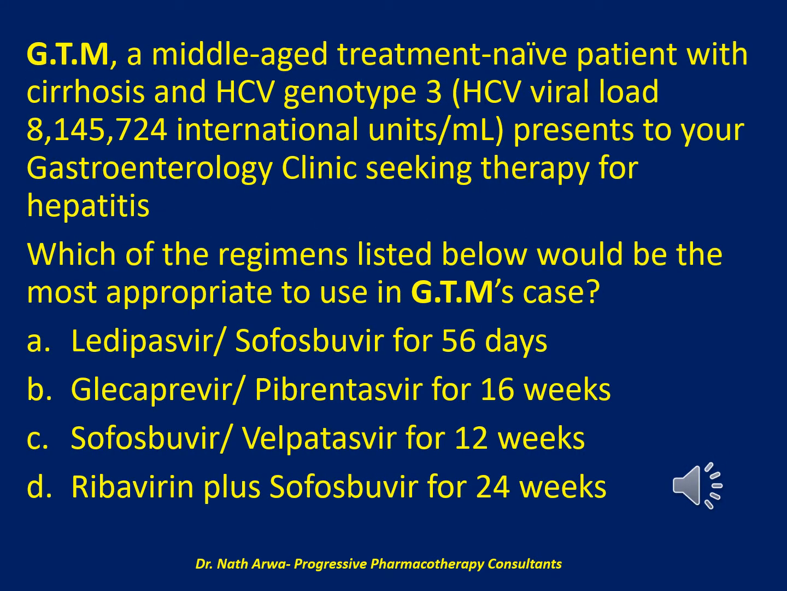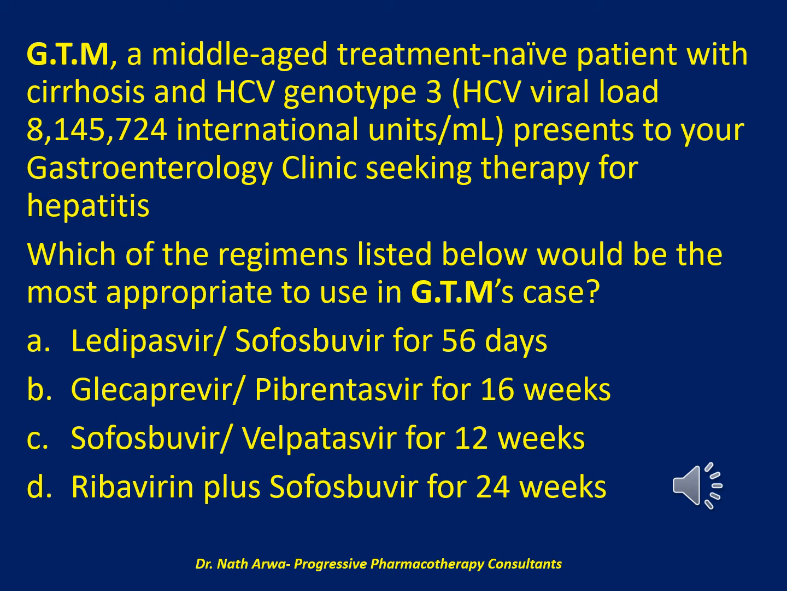And the next question reads, GTM, a middle-aged treatment-naive patient with cirrhosis and HCV genotype 3, with an HCV viral load of 8,145,724 international units per milliliter, presents to your gastroenterology clinic seeking therapy for hepatitis. My question to you is, which of the regimens listed below would be the most appropriate to use in GTM's case? Would it be A.